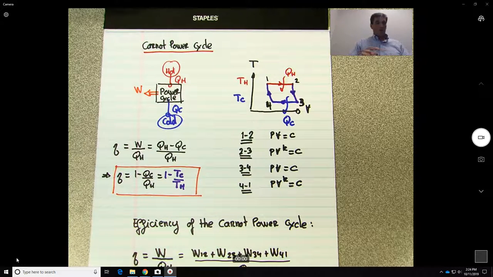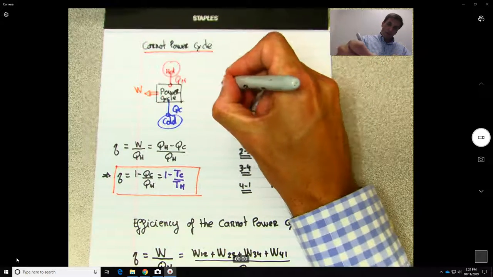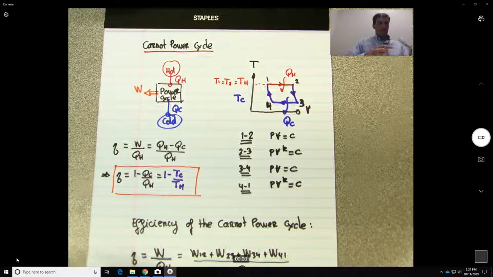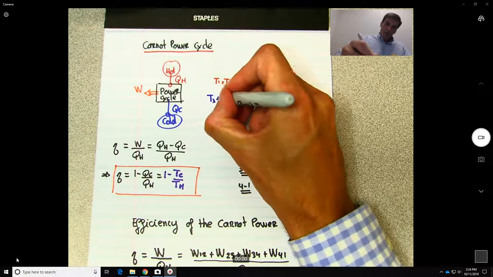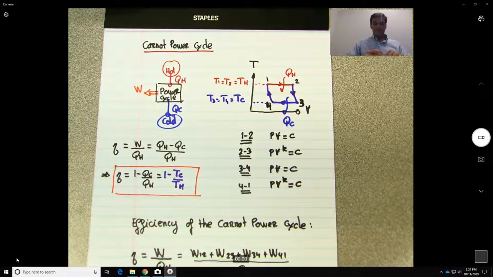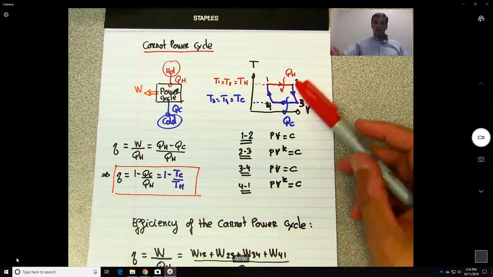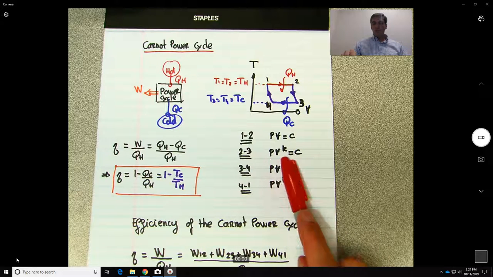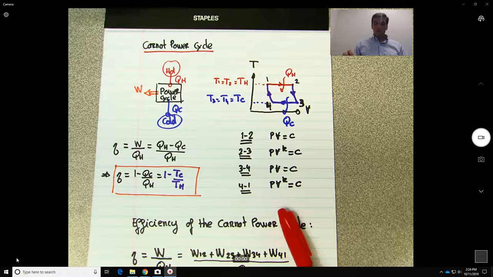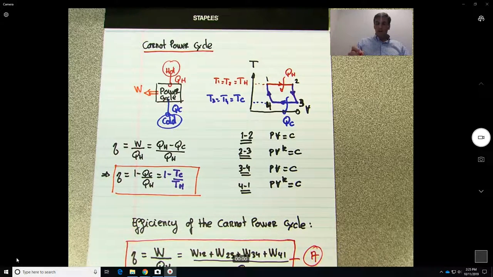All right. So now also from this figure, what do we have? This is T hot, but this will also be equal to T2, T1, and T cold will be the temperature for T3, T4. Okay. So basically now we need to find the work 1, 2 for a PV equal constant process. Same thing for 2, 3, but for a polytropic process, and so on. So let's call this equation A, capital A.